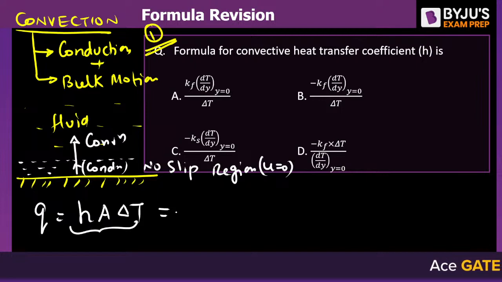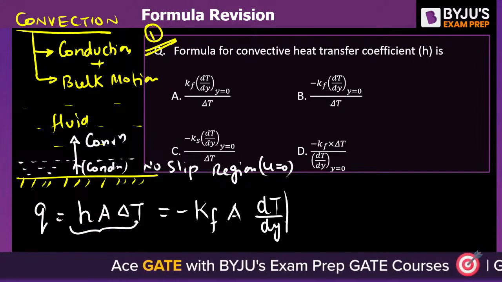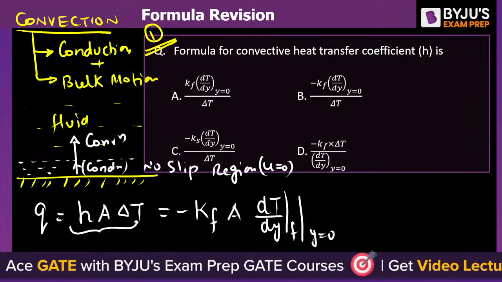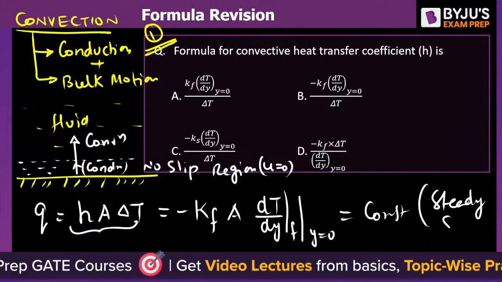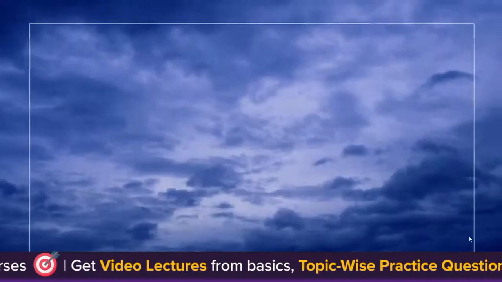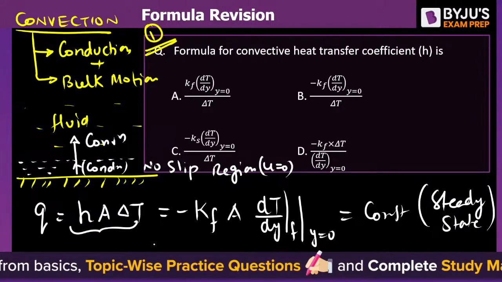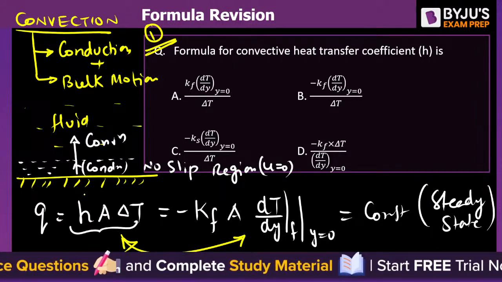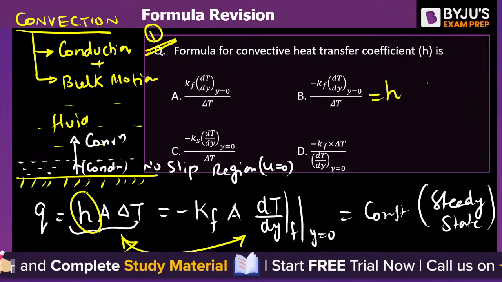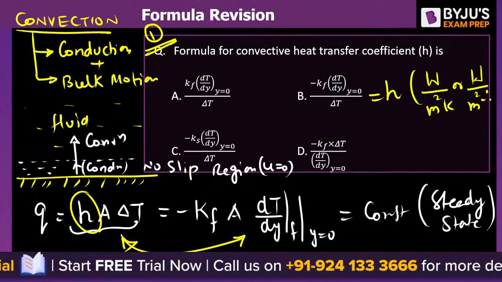If we apply the Fourier law, Q is minus thermal conductivity of the fluid into area perpendicular to the direction of conduction into the temperature gradient in the fluid at y equal to 0. Q will remain constant as long as the system is in steady state and there is no heat generation. If you equate these two formulas, you will get the expression for the convective heat transfer coefficient. The unit is watt per meter square Kelvin or watt per meter square degree Celsius.